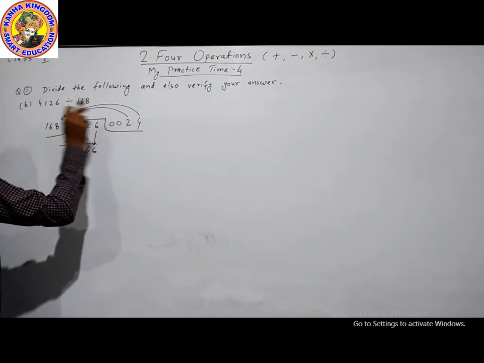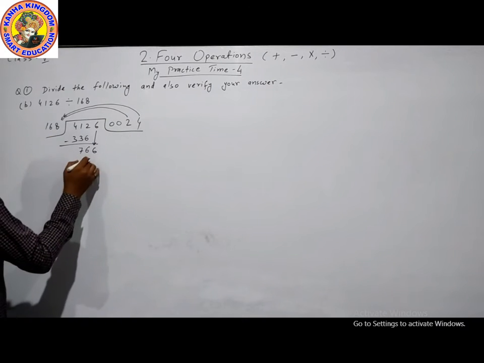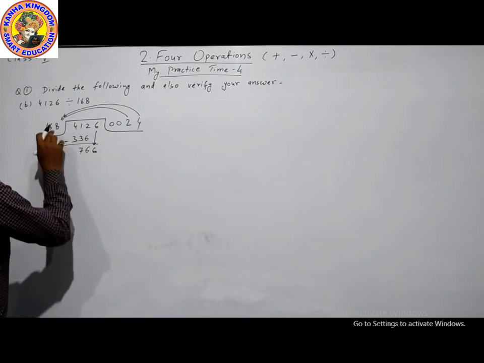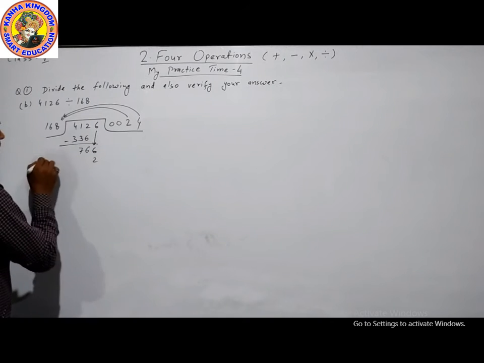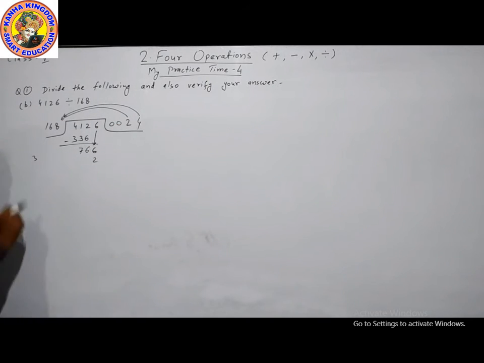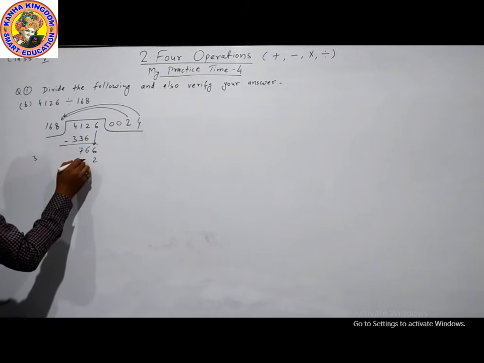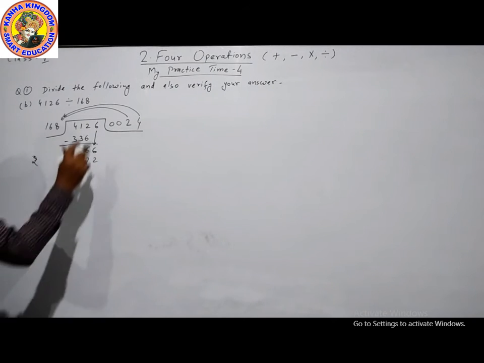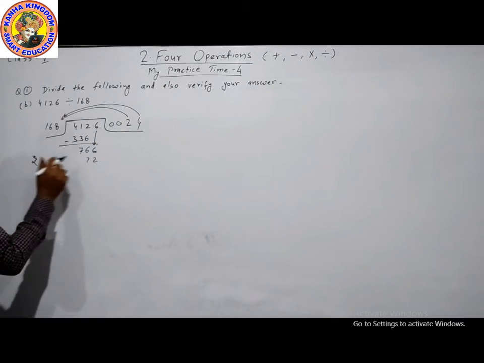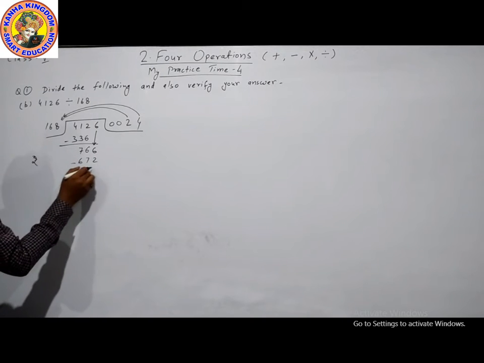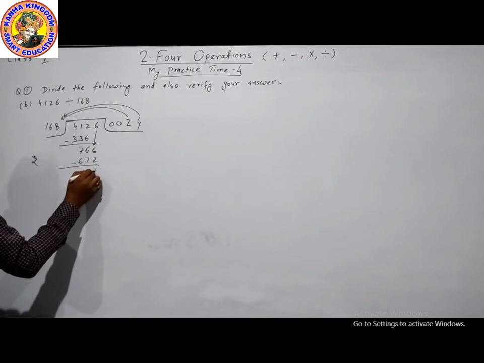Multiply this. 4 into this number. 4 into 8, 32. 4 into 6, 24 plus 3, 27. 4 into 1, 4. 4 plus 2, 6. Now subtract this number.